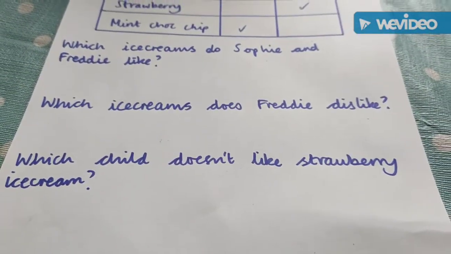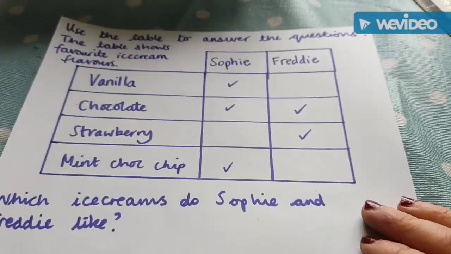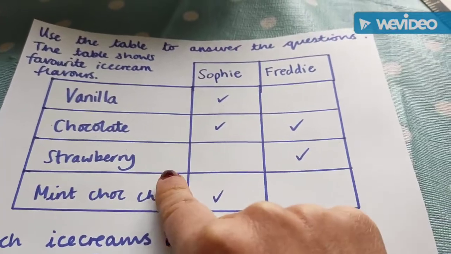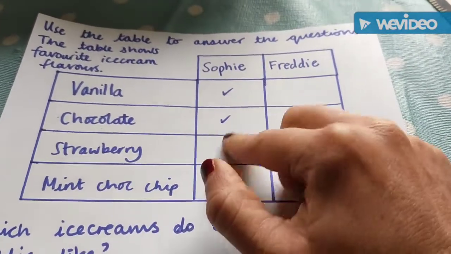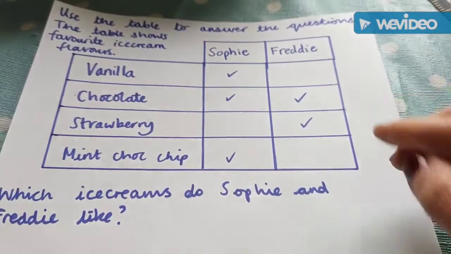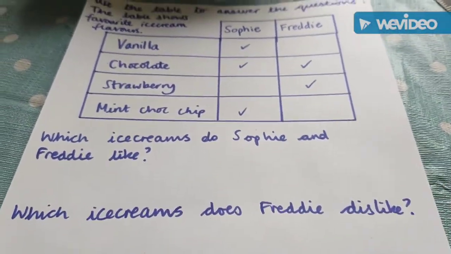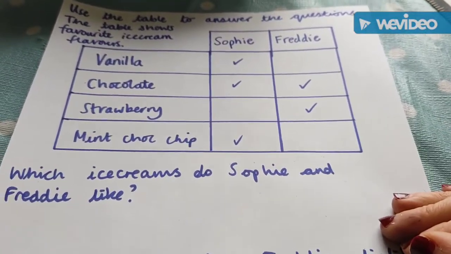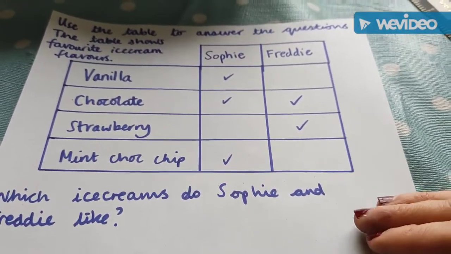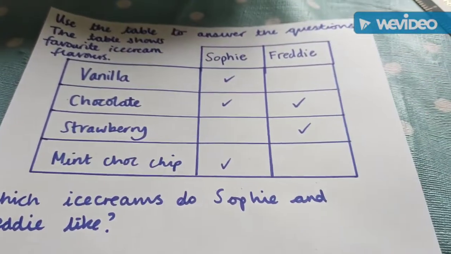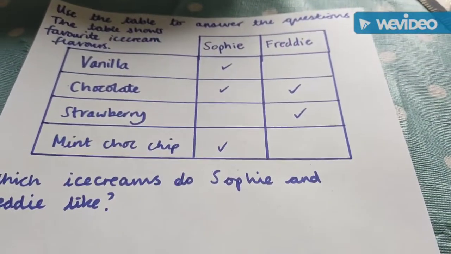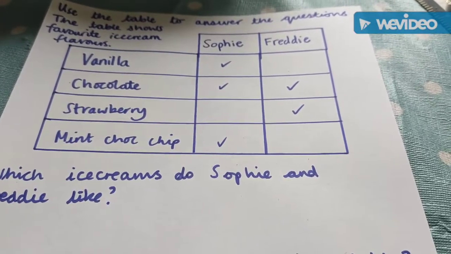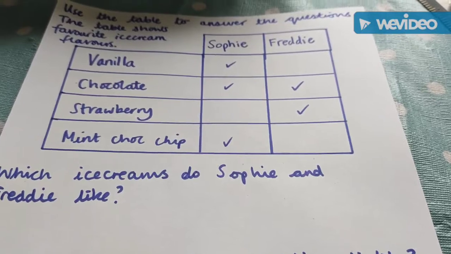Which child doesn't like strawberry ice cream? So I'm looking at strawberry, and I'm thinking for someone who doesn't like it, so doesn't have a tick, so that is Sophie, because there's no tick in that box. So as you can see, it can be quite simple, some quite simple questions, but it's just really important that you are really carefully reading that table so that you don't make a little mistake. You might now want to actually have a go at the first part of your Do It, the first table and questions on the Do It.